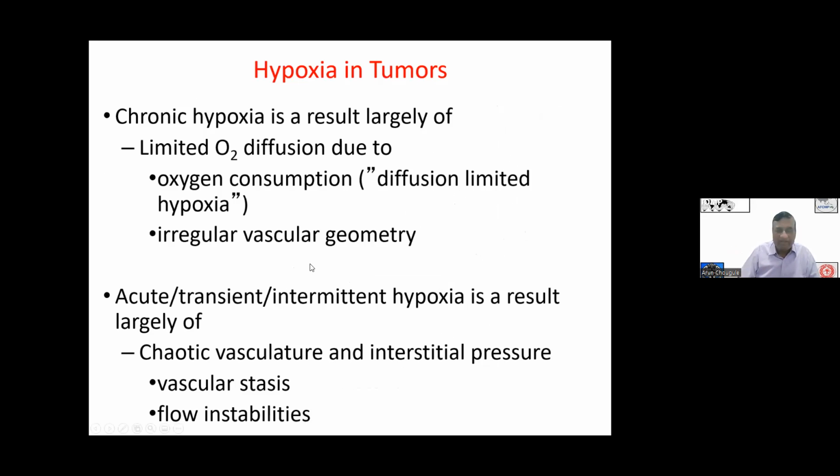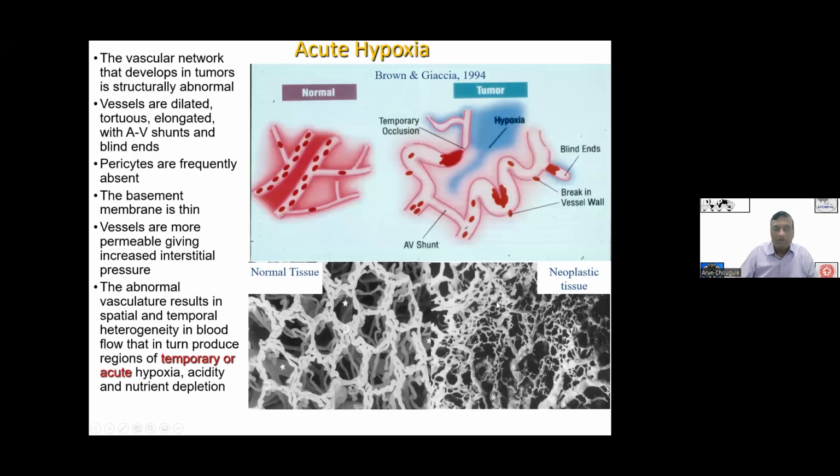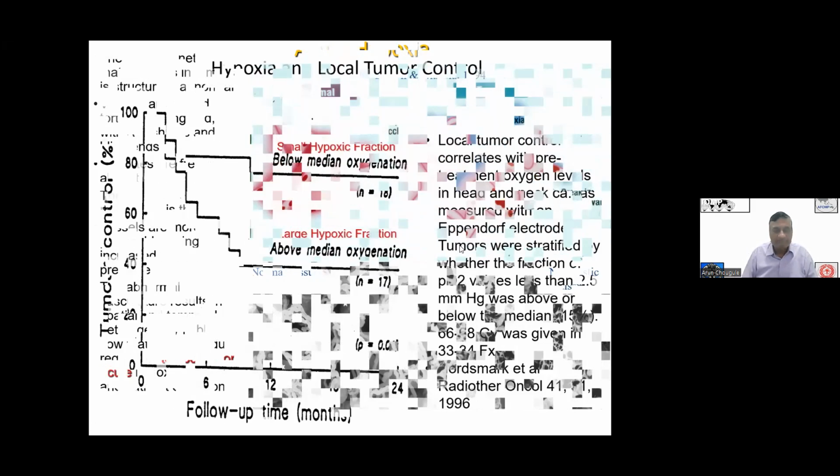Hypoxia is another very, very important factor in the success of radiotherapy. I will not go into detail, but there's a blood vessel, and if you go away from the blood vessel, the cells are deprived of oxygen and they will be radioresistant. We do not get a response. This is a normal blood supply. And here you can see inside the tumor, the blood supply gets occluded, and hypoxia gets created.